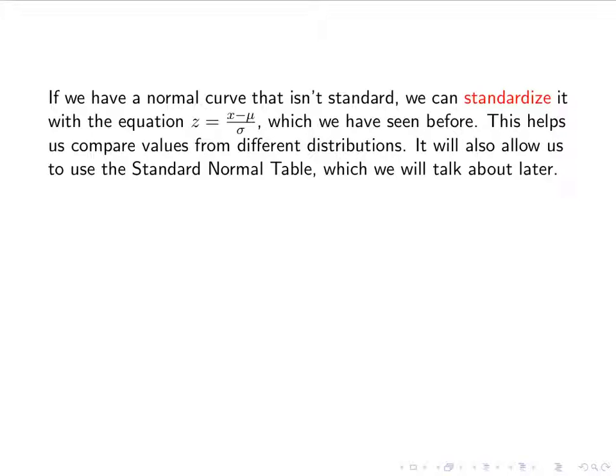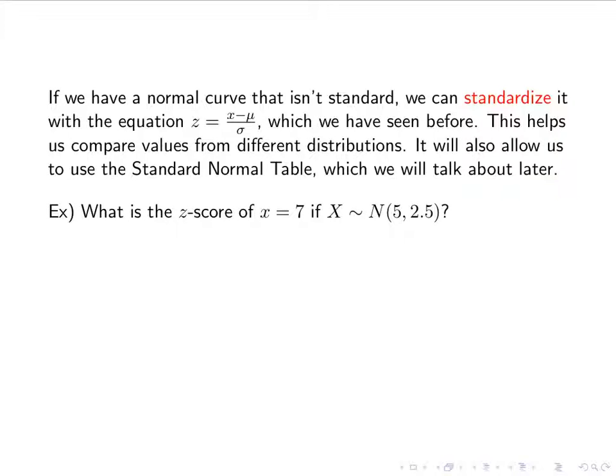If we have a normal curve that isn't standard, we can standardize it with the equation z equals x minus mu over sigma. And we've actually seen this before a few sections back. This is going to help us compare values from different distributions, and it will also allow us to use the standard normal table, which we'll talk about in the next lesson.